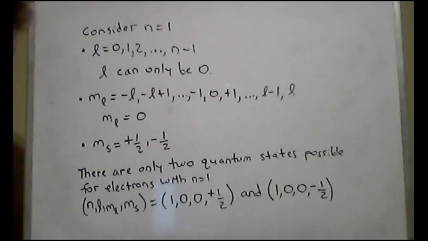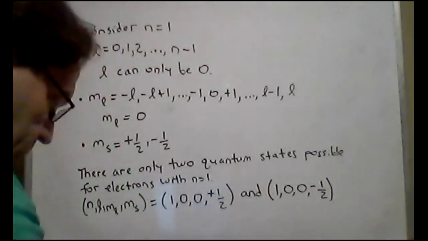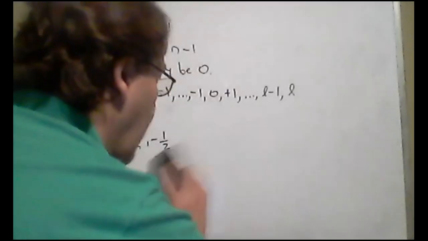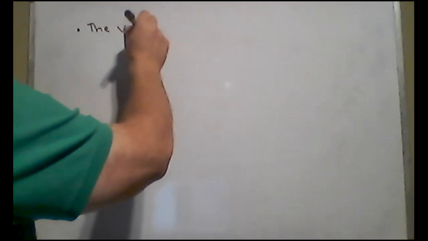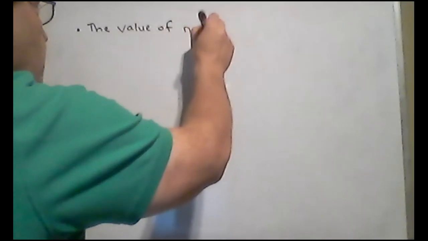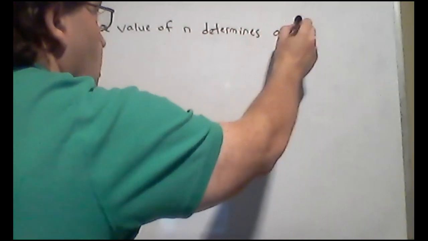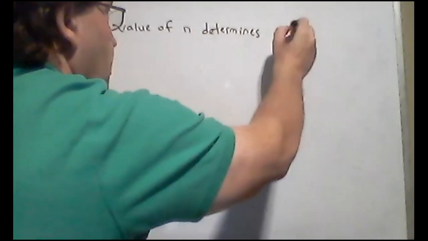And so we have this concept now of a shell or a subshell. For n equals 1, the value of n determines what is called a shell. You've heard these concepts in your chemistry class as well. So the value of n determines an electron shell in an atom.